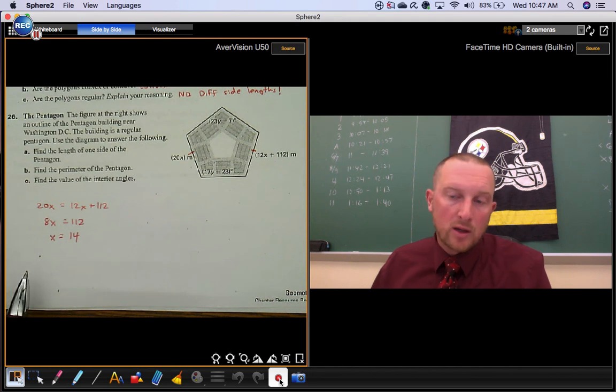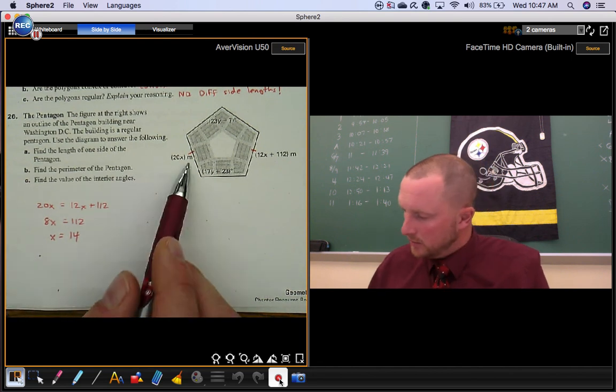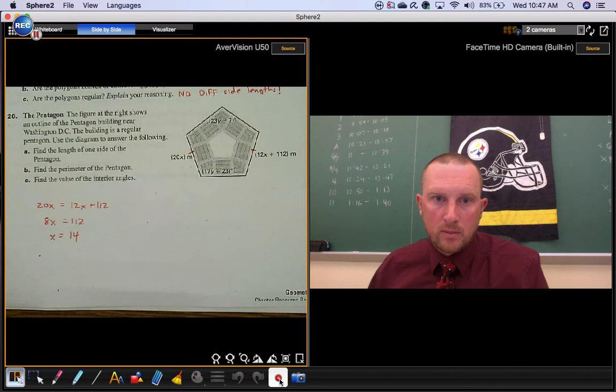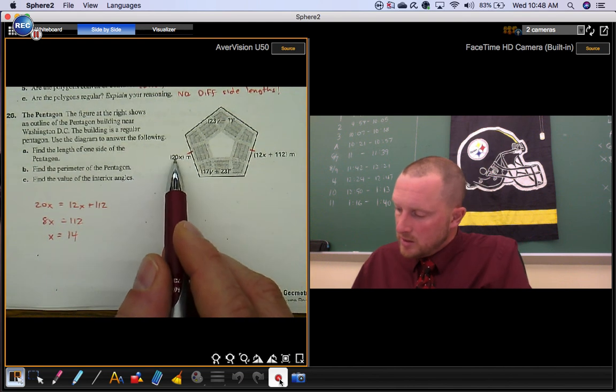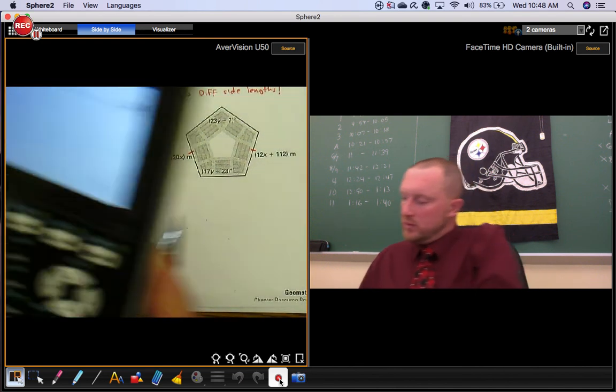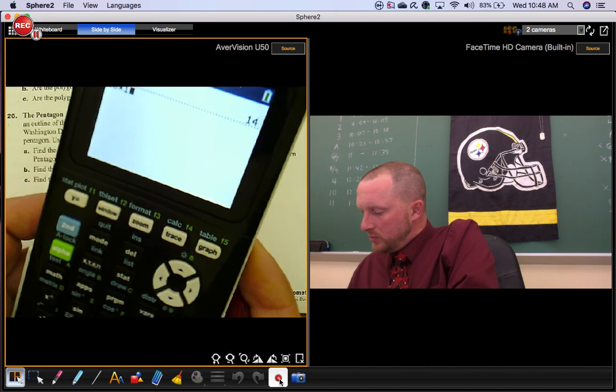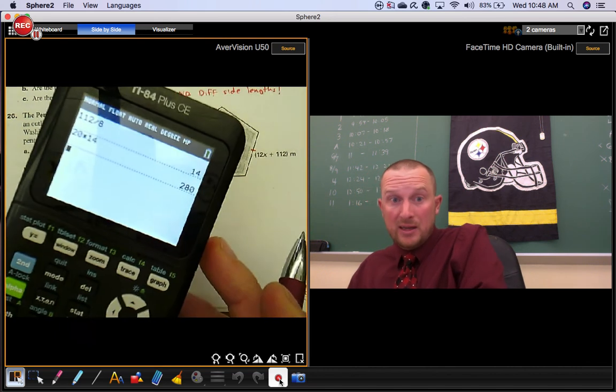It'd be a weird looking building if each side had a length of 14 meters. It's a pretty big building. Okay, so it's got to be a bigger number. That's what you're looking for. So your side lengths would be 20 times that 14. So 20 times 14 gives you 280 meters.